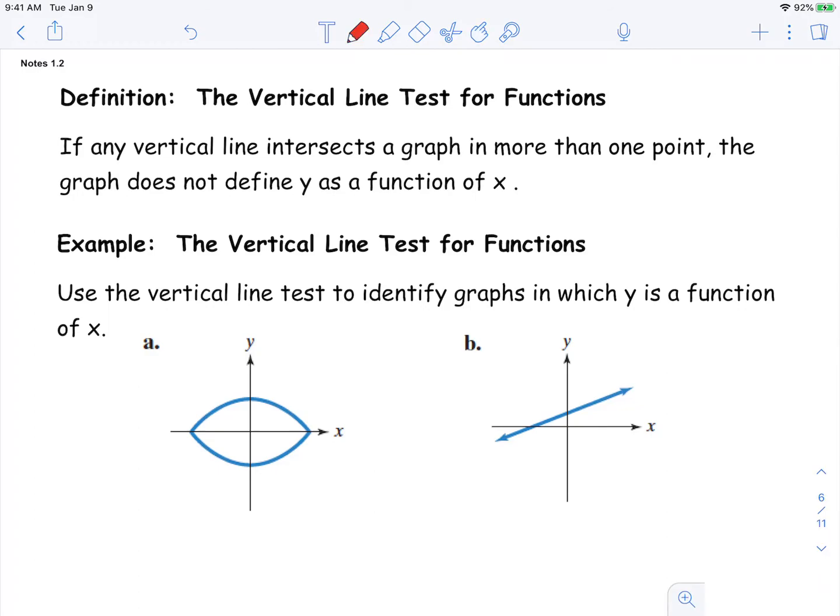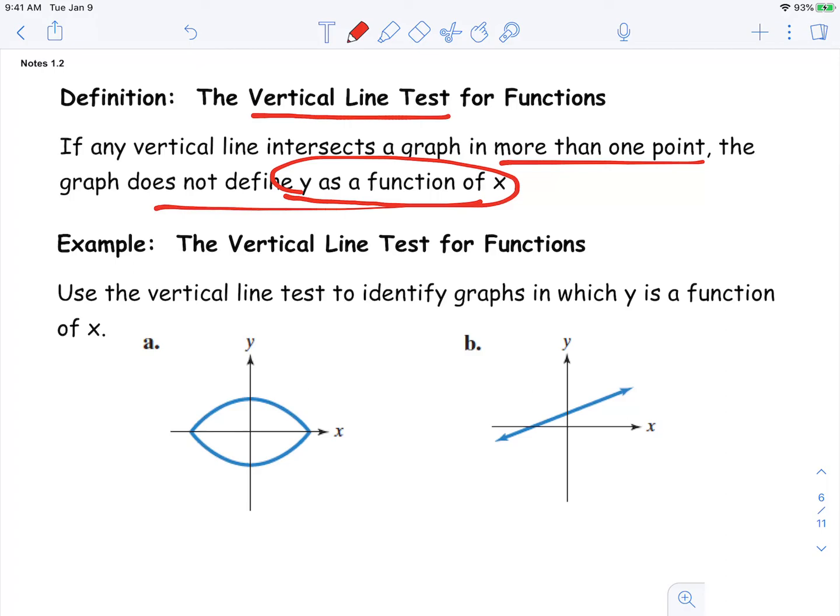Earlier in the video, we talked about, is a relation a function? So are those ordered pairs a function? If we have a graph, we can test if something is a function by the vertical line test. So if any vertical line intersects a graph in more than one point, then it's not a function. So when you see this notation here, y as a function of x, it's just saying, is that a function?